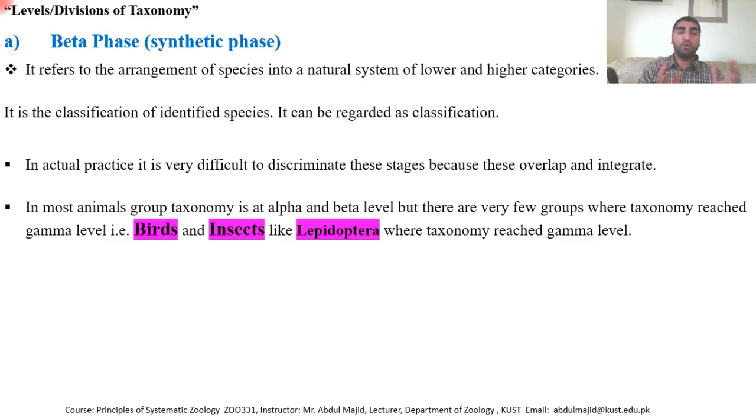But in some groups we have the gamma level, for example in birds, insects and lepidopterans, and maybe in some fishes or some other animal species, but not in all. So in most groups we have alpha level and beta level, and there are very few, limited groups where animals are so well studied that they have reached subspecies level. Then we have the gamma phase. Otherwise we don't have a gamma level.